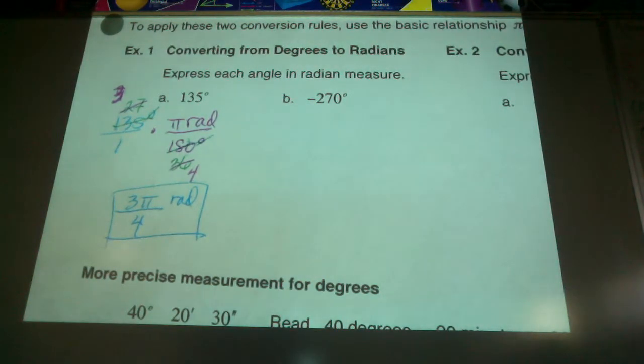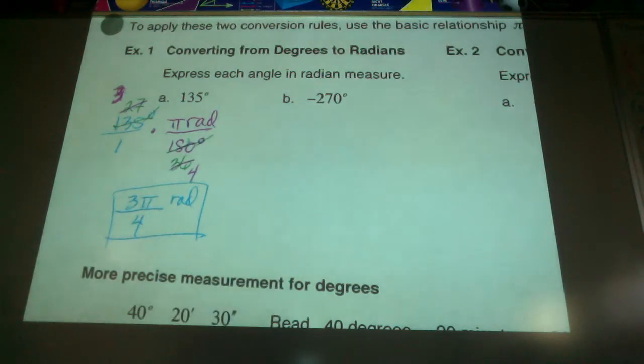Now, Math Excel is going to want just 3 pi over 4. I doubt they're going to want rad in there. And anything that has a pi in it usually is already in radian measure. I say usually because sometimes if pi is in the denominator, it can be a degree measure. But if pi is in the numerator, it's always a radian measure.